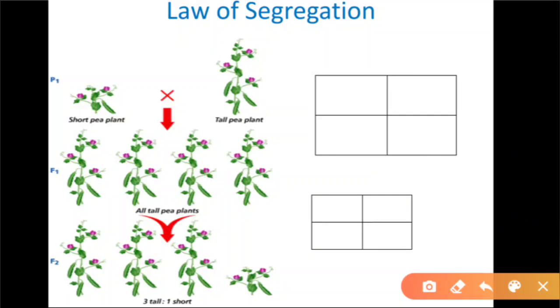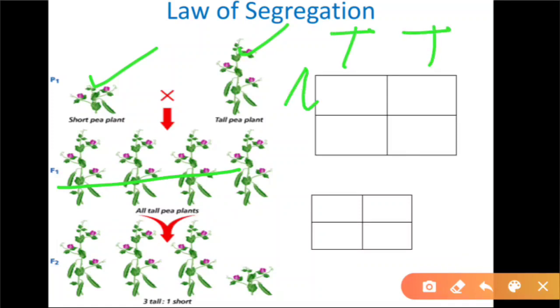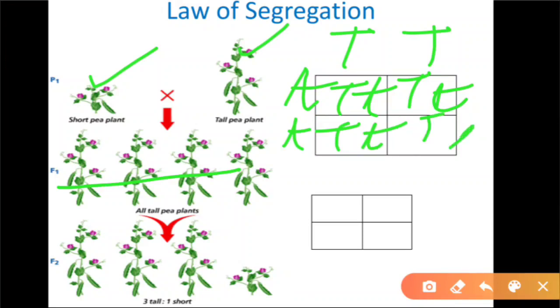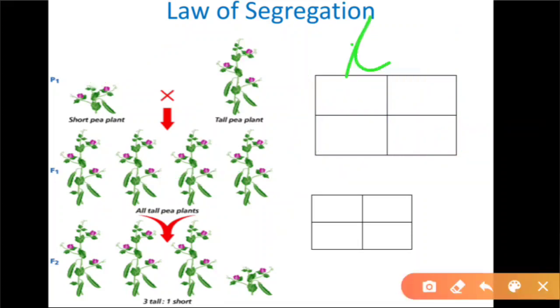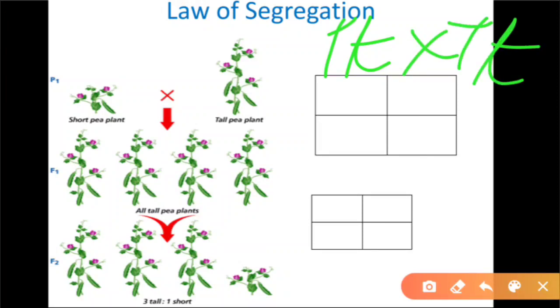We again see here the same law of segregation. A dwarf plant and a tall plant are crossbred and produce all tall plants. Capital T, small t, capital T, small t, and so on, so all plants are tall in this group. When we cross-pollinate between two plants, then what happens?